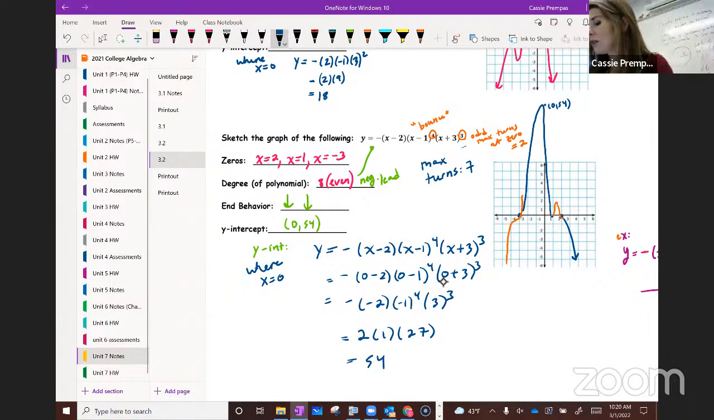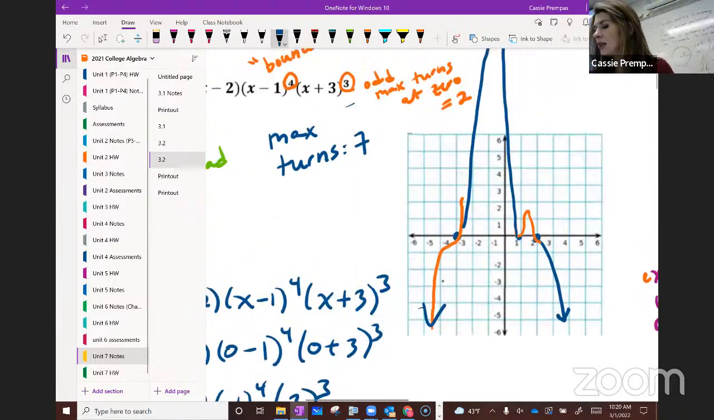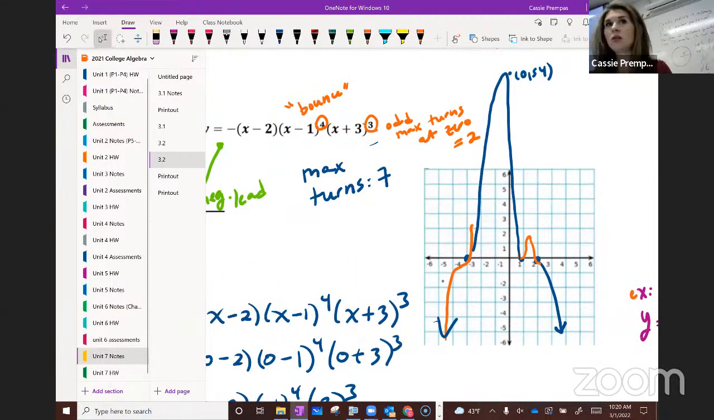But check to see, did you have the right zeros? Did you have the graph going, starting down, ending down? Did it bounce at the correct location? And that would give you kind of that graph. Jay? The first orange line on the far left is showing that.